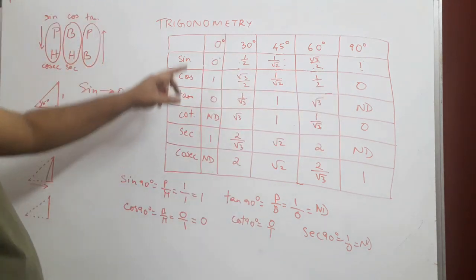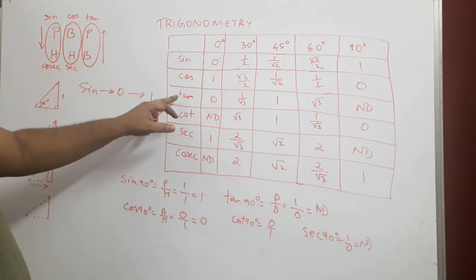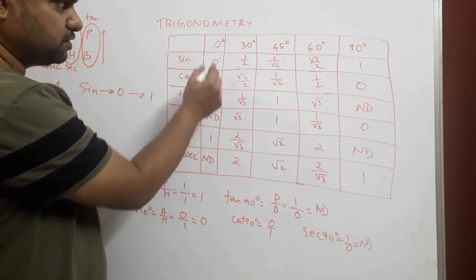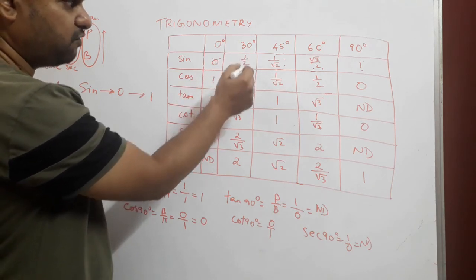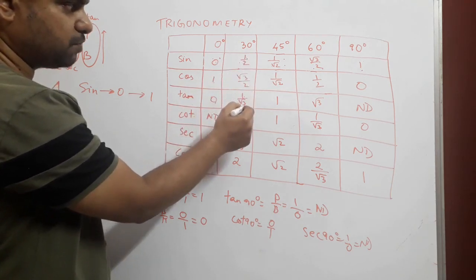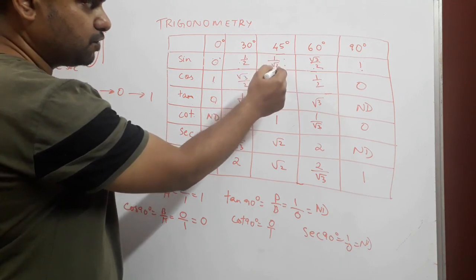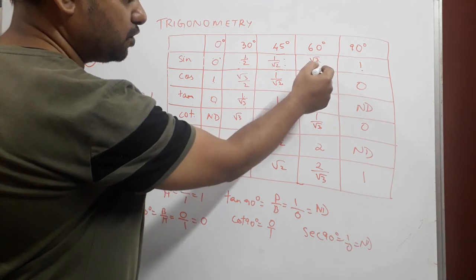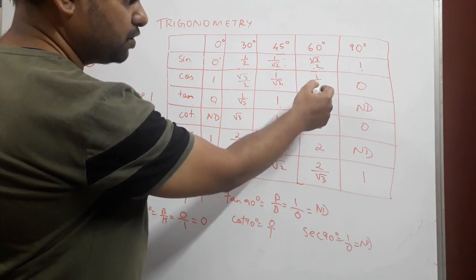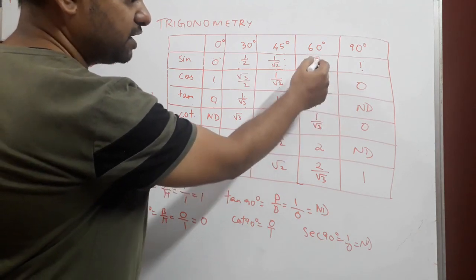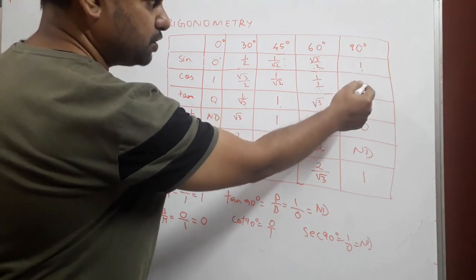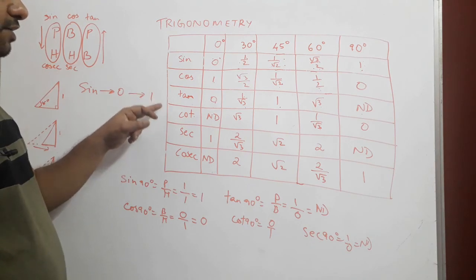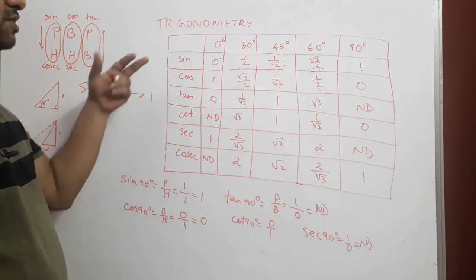Now that you have got sine and cos, it is very easy to find tan, because sine upon cos gives us tan. So 0 upon 1 is 0. Half upon root 3 upon 2 gives us 1 upon root 3. 1 upon root 2 upon 1 upon root 2 cancels and gives us 1. Root 3 upon 2 upon 1 upon 2 gives us root 3, and 1 upon 0 gives us not defined.